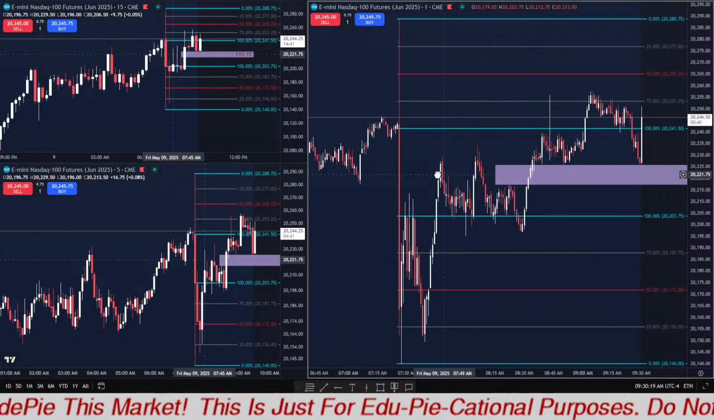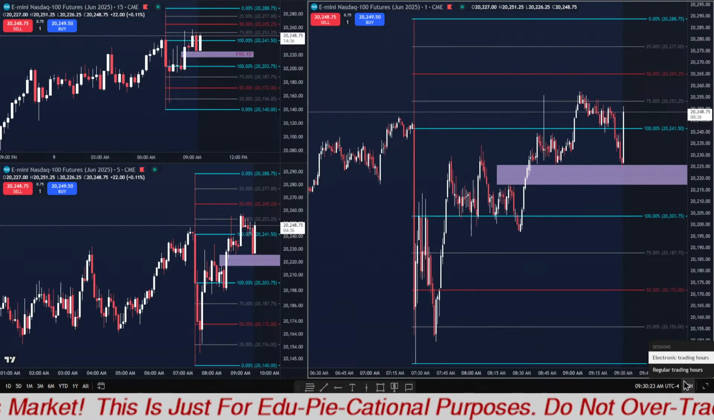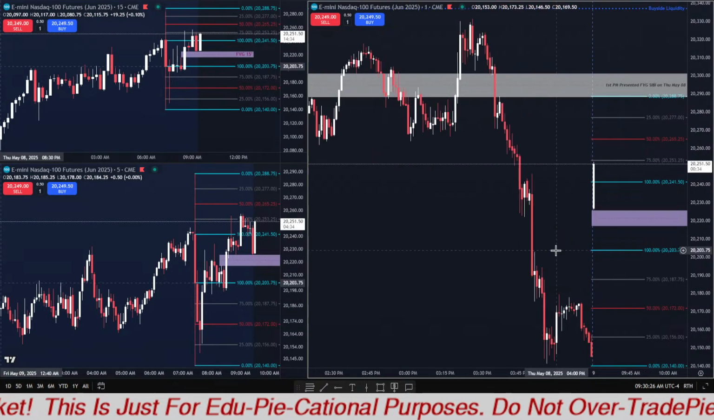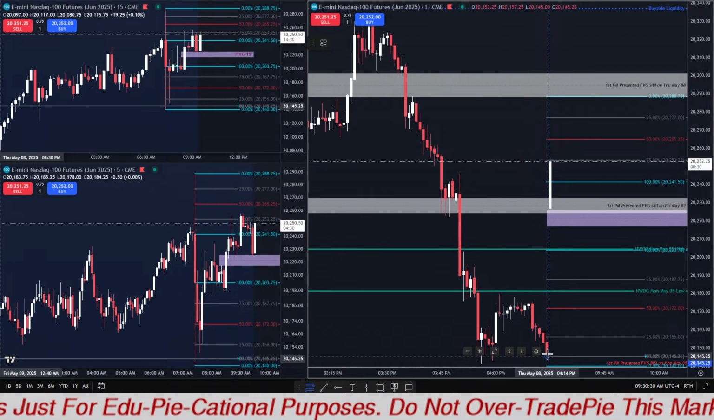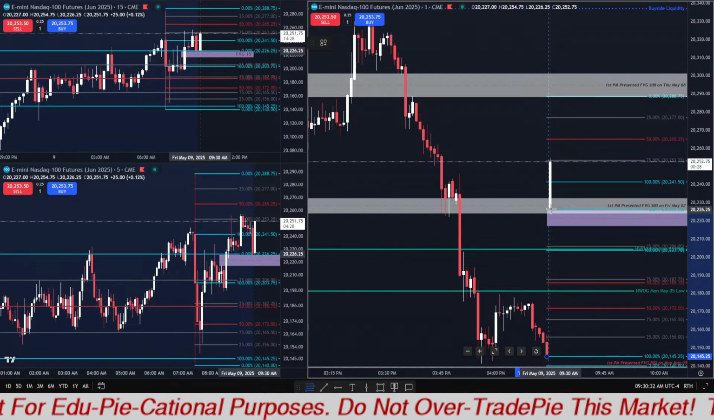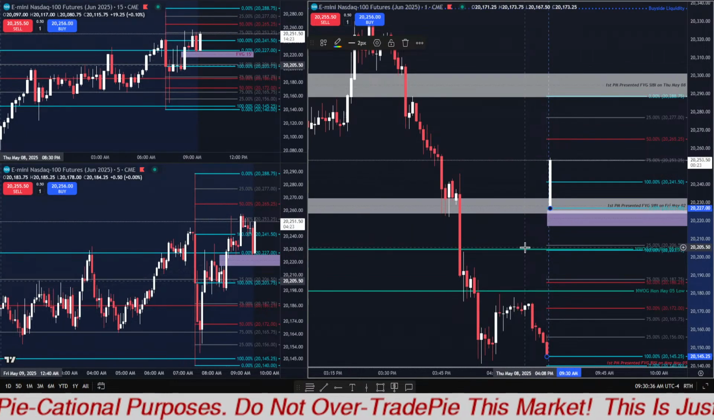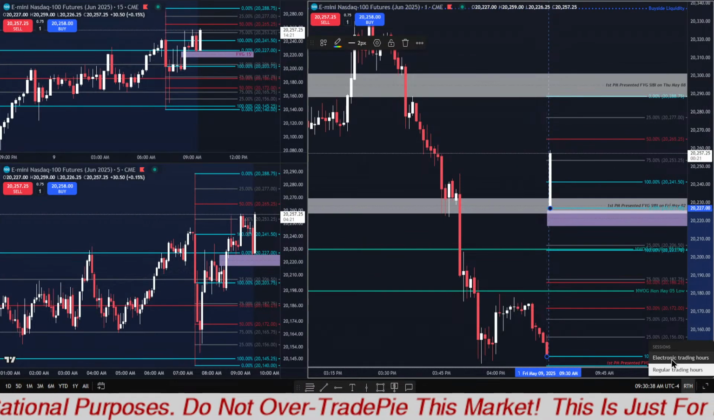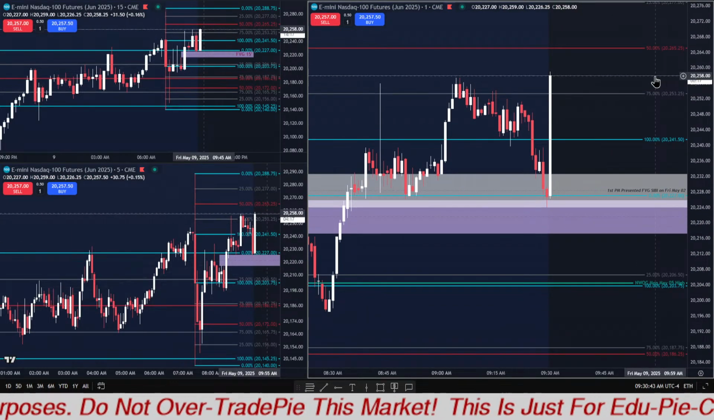On the 1-minute chart, if you go to the regular trading hours, I would like to measure the settlement to the open of today's trading at 9:30 and get back to this over here.